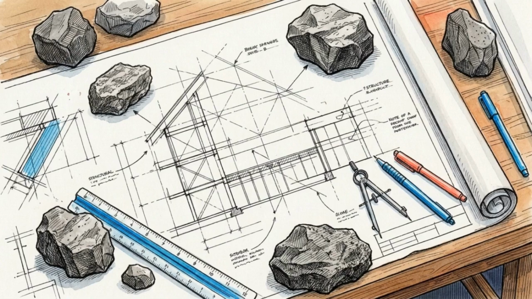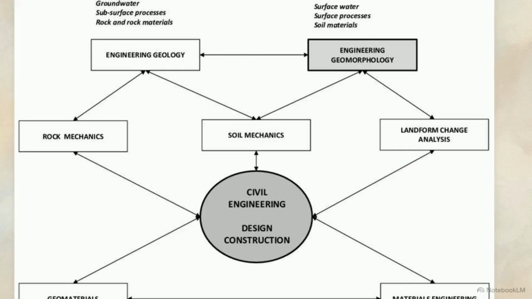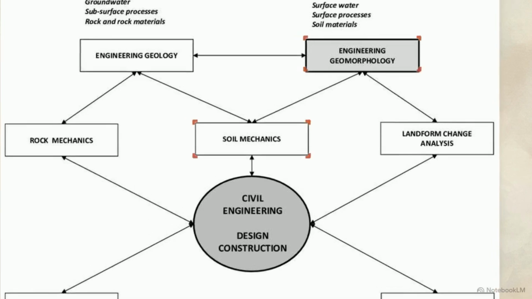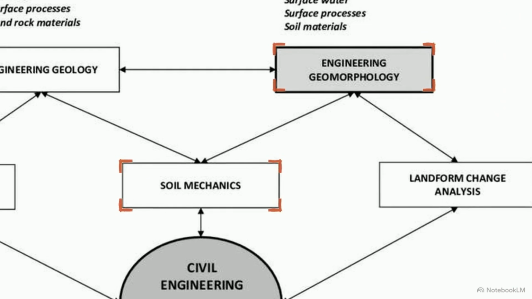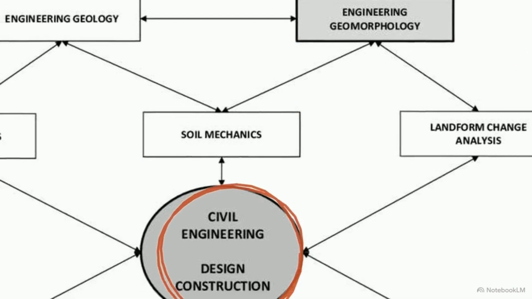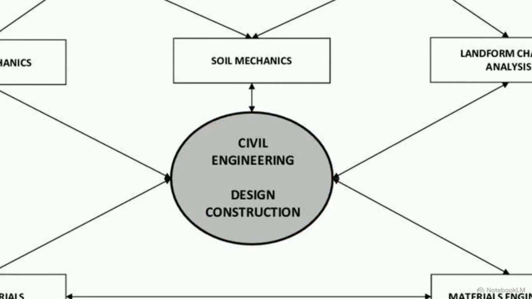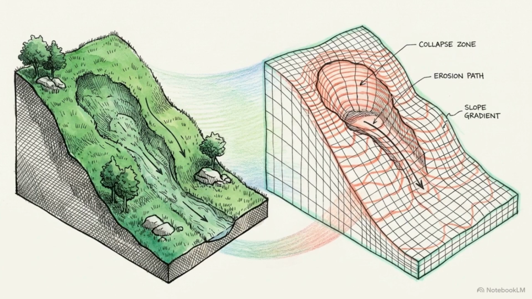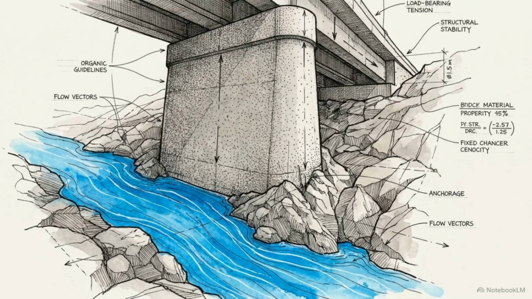these exact processes. This flowchart maps the exact relationship between the Earth's surface and structural design. Notice the direct nodes connecting engineering geomorphology to soil mechanics, which then feeds straight into civil engineering design and construction. When we account for these geomorphic variables, site investigation moves from a snapshot of the present to a projection of the future. A project's stability is inherently tied to the ongoing geological forces acting upon the foundation.